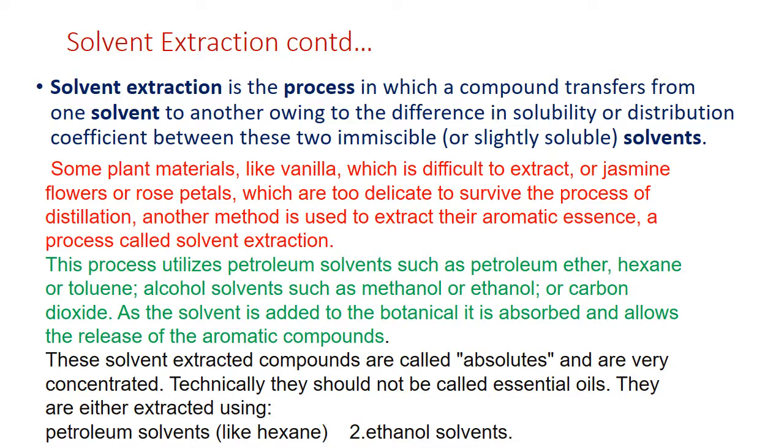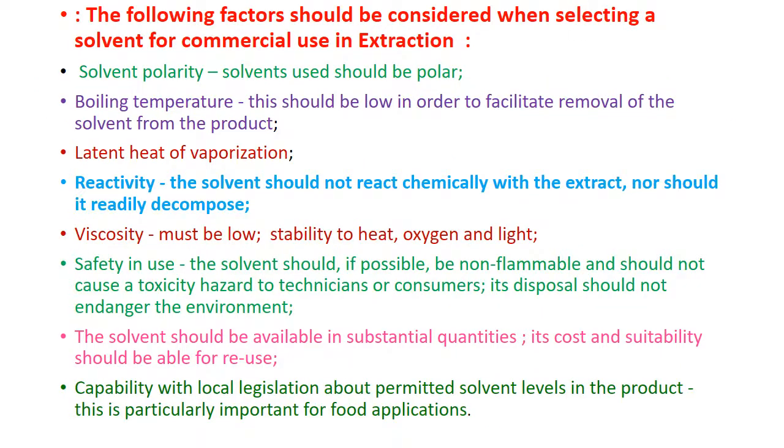These solvent extracted compounds are called absolutes. Just now we have seen absolute in another clip. They are very concentrated because there is the highest yield of the aromatic material present in the essential oil. Technically, they should not be called essential oil. They are called absolutes, and they give the intensive, pleasant smell to that terpenoid. The solvents used are mostly hexane, meaning hydrocarbon, or paraffin, and the ethanol solvent.